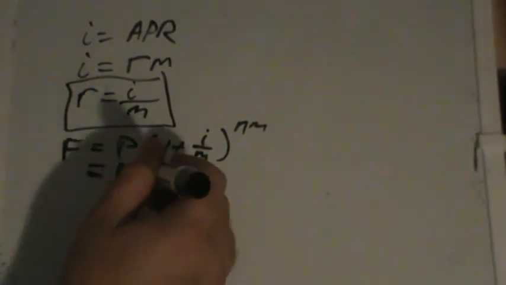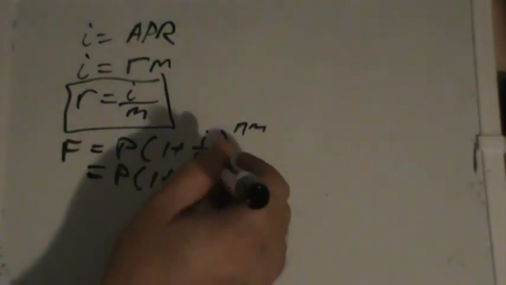And that's if you are using your APR. You can also rewrite this by just noting that I over m is r, so you can just write it in that fashion.